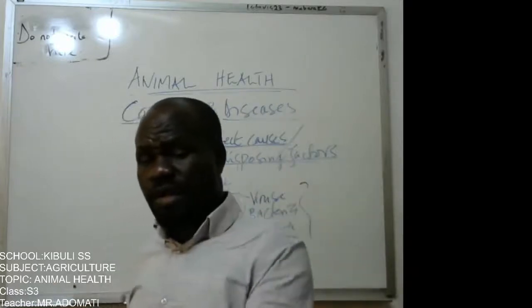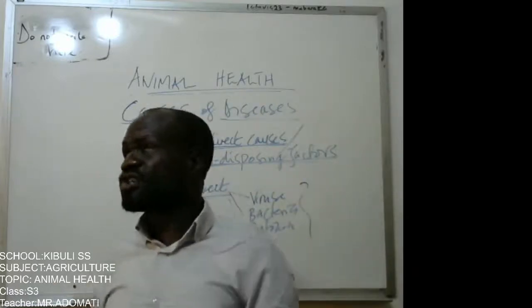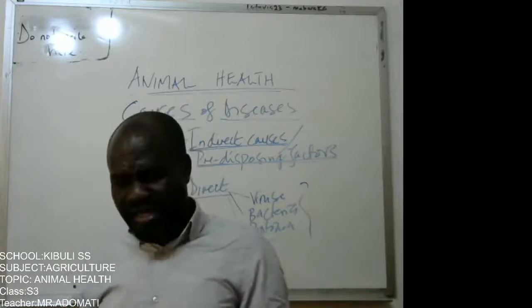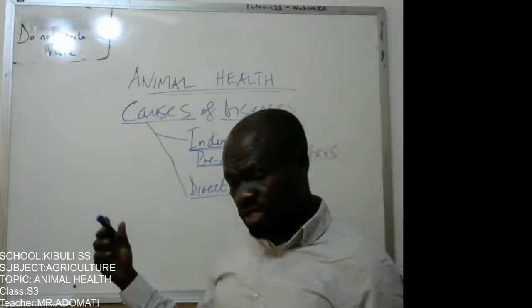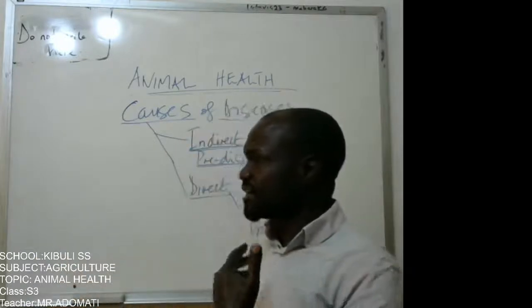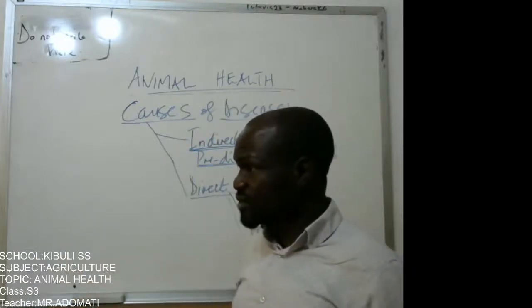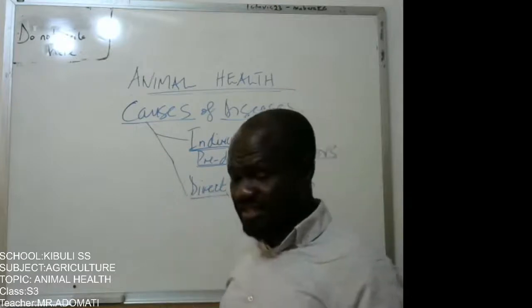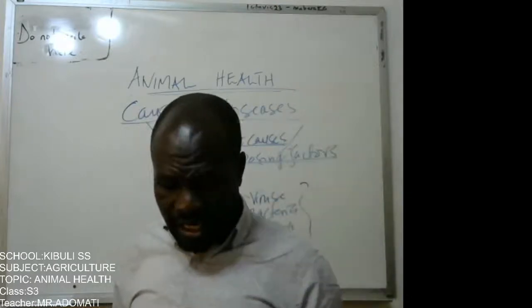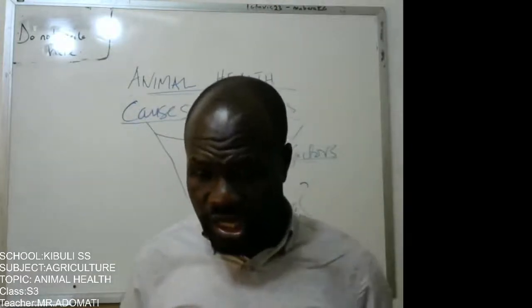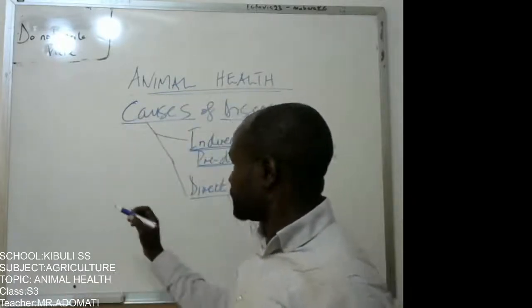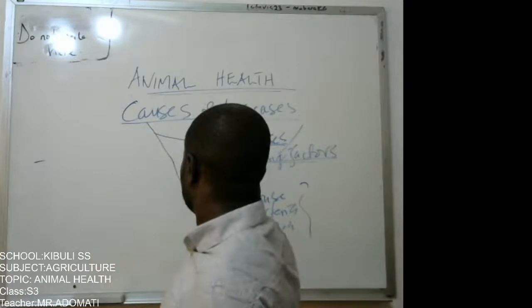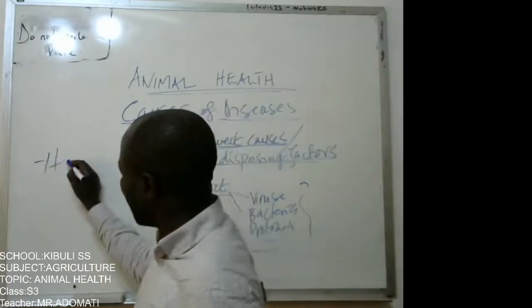Or even the poor housing conditions. Let's talk of the ventilation, poor air saturation. There are diseases that are respiratory, as we shall be seeing. They attack the respiratory system of these animals. And once there is no proper gaseous exchange, what is going to happen is that the animals will suffer from such diseases. Then there's the other concept about the indirect causes, which is what we call heredity.